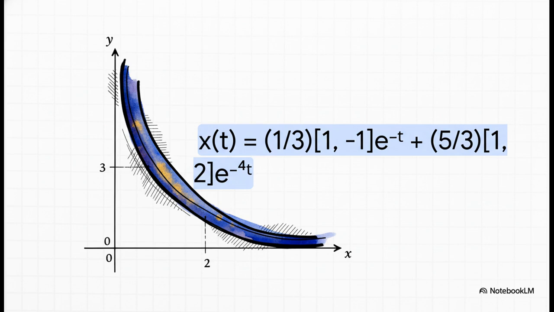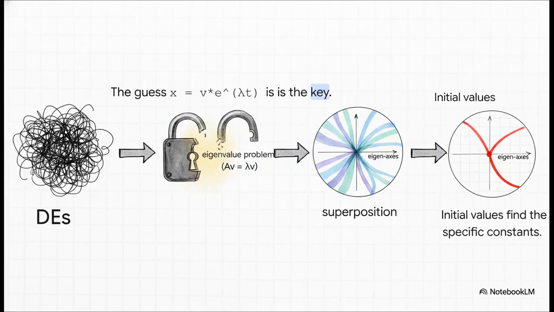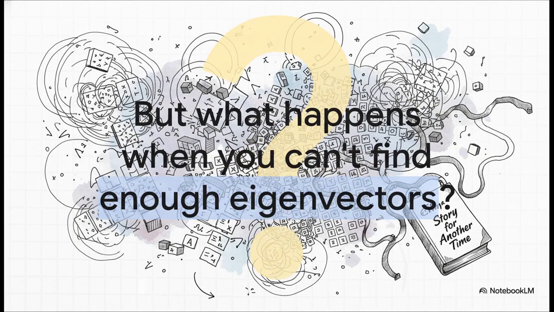We've done it! So, let's just do a quick recap. It all starts with that key guess. x equals v times e to the lambda t. That guess is what magically transforms the calculus problem into the algebraic eigenvalue problem, Av equals lambda v. From there, we build our general solution by combining all the simple eigensolutions, and finally, we use our starting conditions to pin down the exact constants. And that, in a nutshell, is the eigenvalue method.